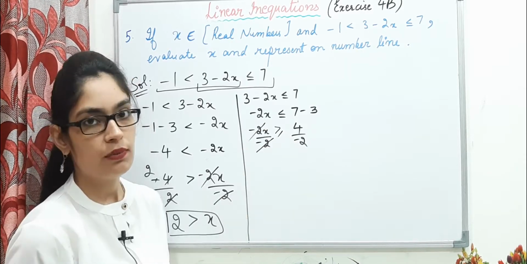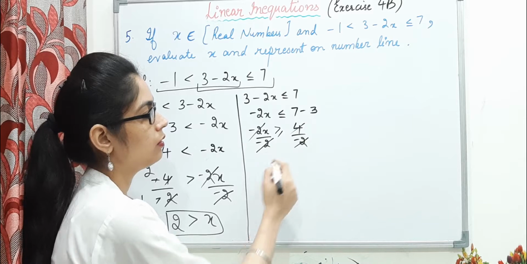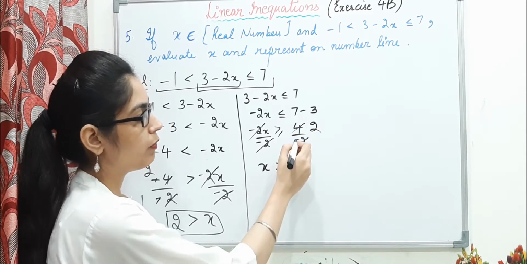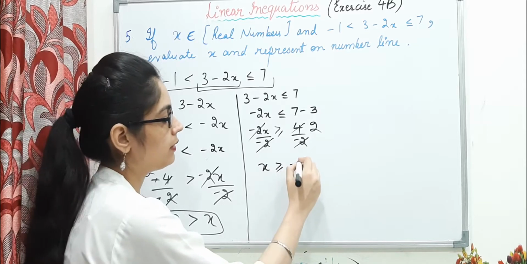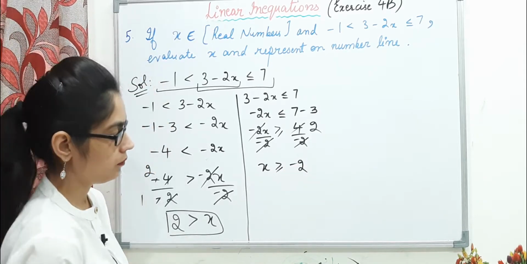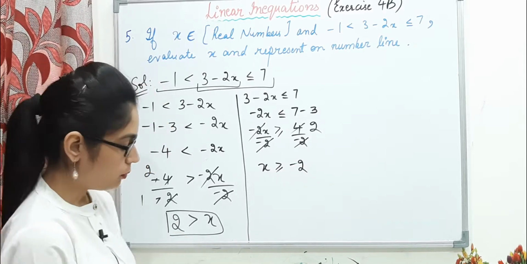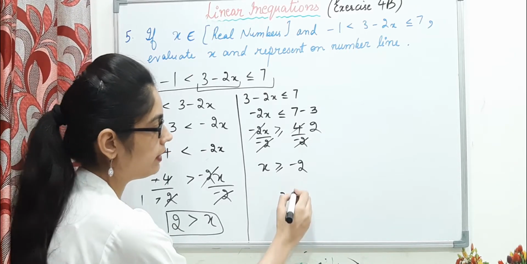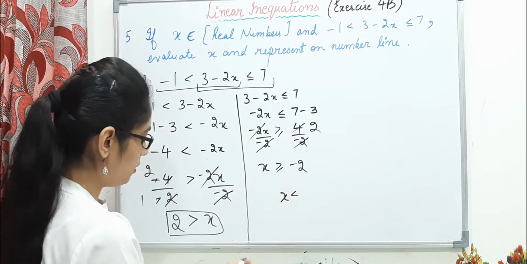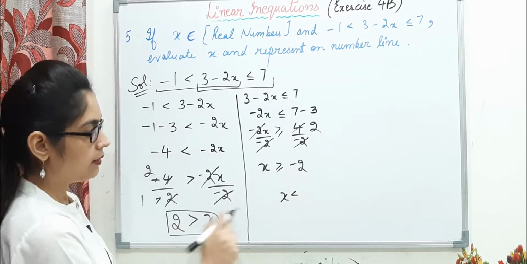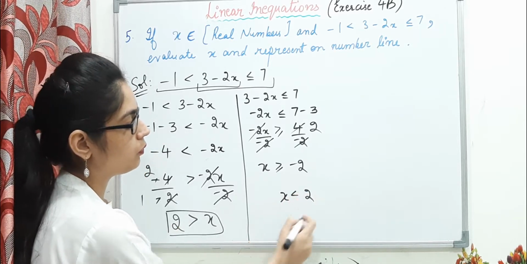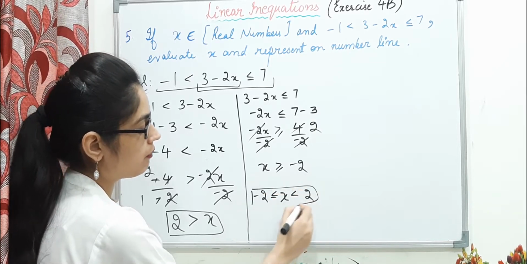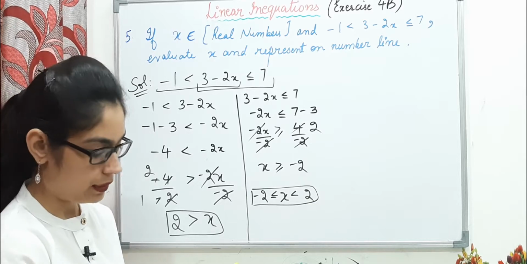Minus 2 and minus 2 will get cancelled. So here x is greater than equal to, one minus sign is there, so minus 2 I can write. So x is greater than equal to minus 2 and x is less than 2. So if I want to write it in one expression, I can write in this way. See, x is less than 2, less than sign I have written with 2, with x greater than equal to minus 2. So this we have to plot on the number line.